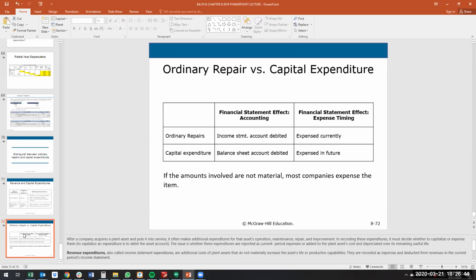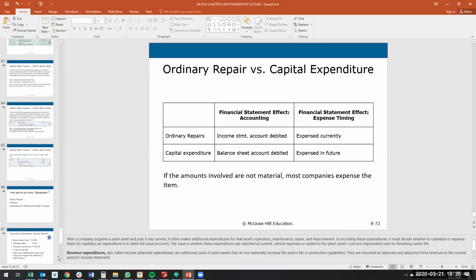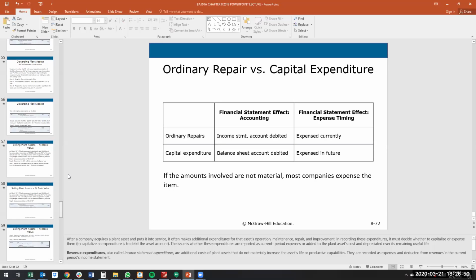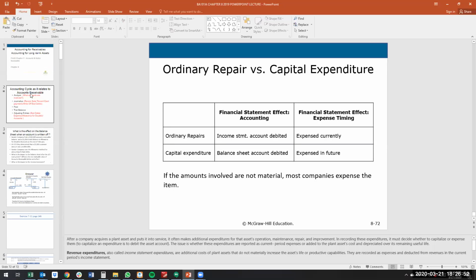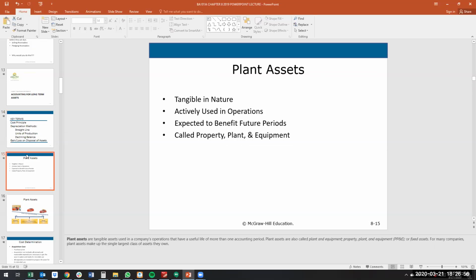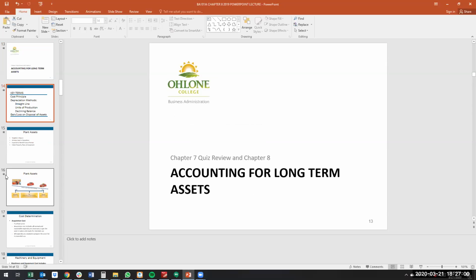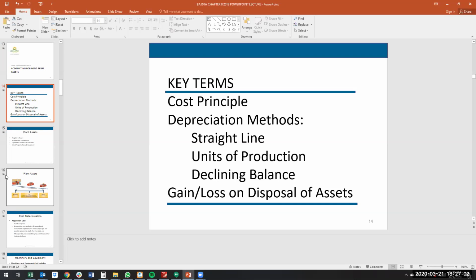So that kind of wraps up the two chapters that we've talked about, accounts receivable, and long-term assets. What I'm really expecting here for long-term assets is really on this slide, right? At that summary slide I have right here, the key terms. Know your cost principle, know what to bring it up to cost.